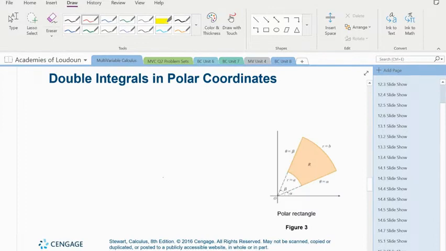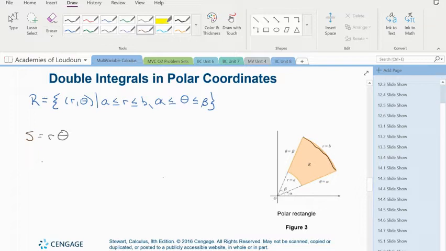So the regions that we showed you in Figure 1 are going to be special cases of the polar rectangle defined as all r and theta such that r is between a and b, and theta is between alpha and beta. Also recall that the arc length of this sector, so this length, is r times theta, and that the area of that sector is 1/2 r squared theta.